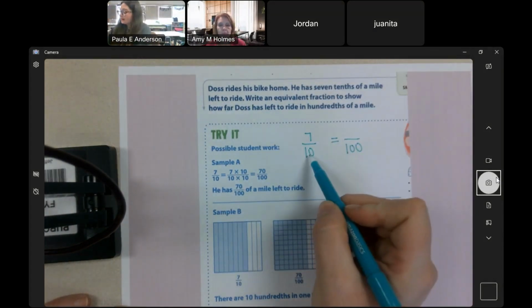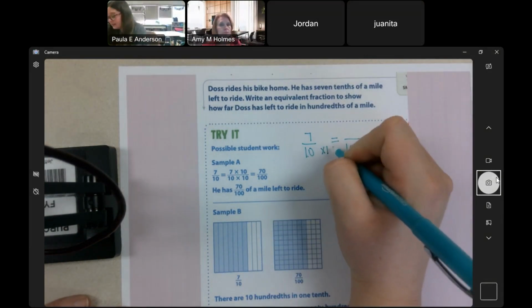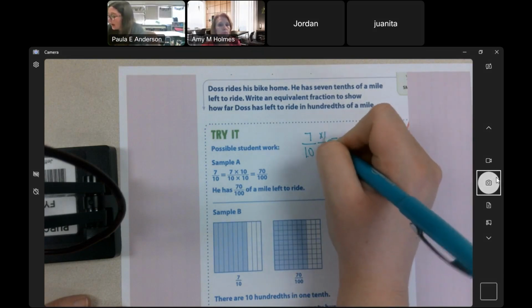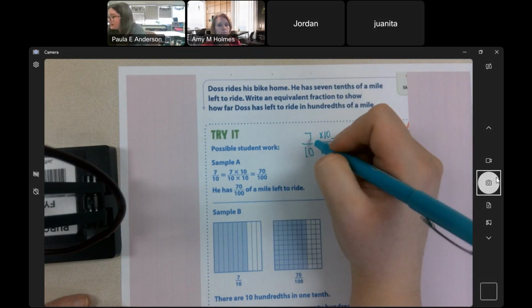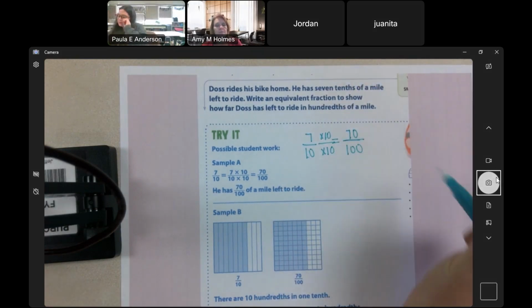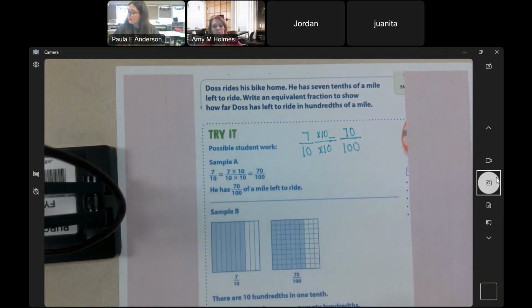So we have to figure out 10 times what is 100. So we have 10 times 10. And whatever we do to the bottom, we have to do to the top to make that equivalent. So then we see 7 times 10 is 70. So he has 70 hundredths of a mile left to ride. So that's how we would do it with an equivalent fraction.